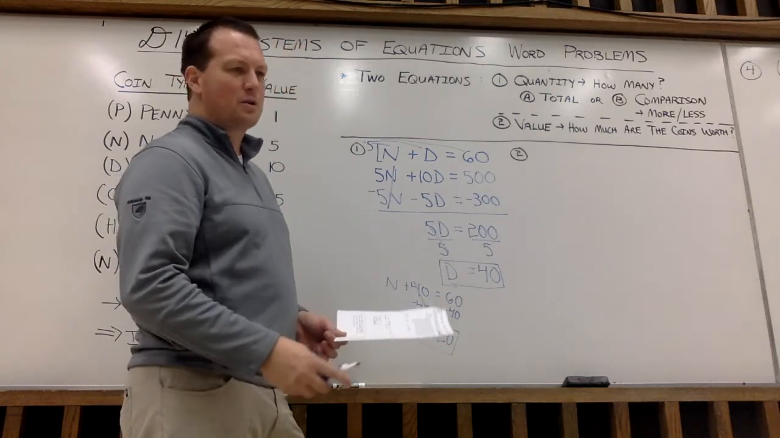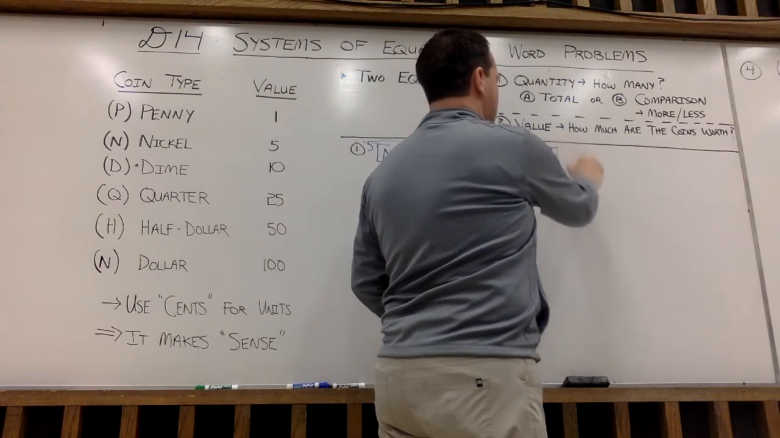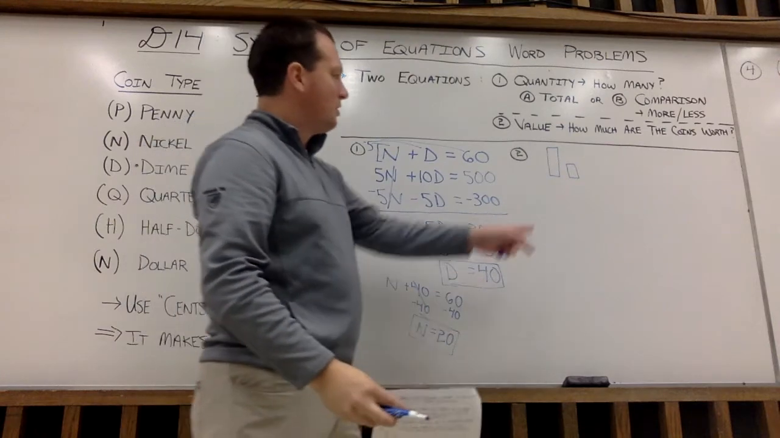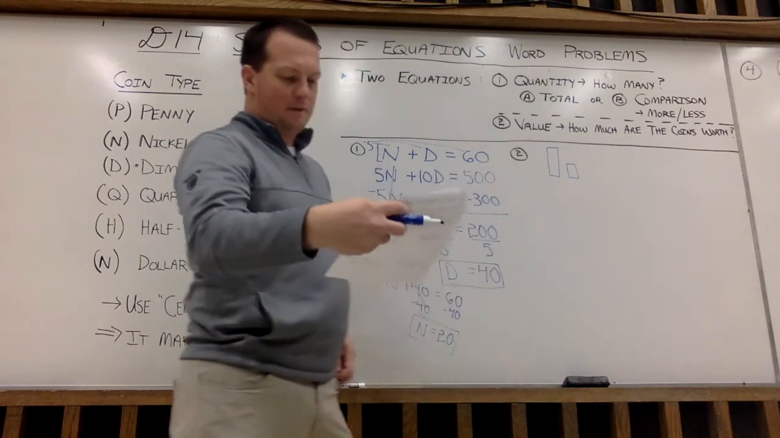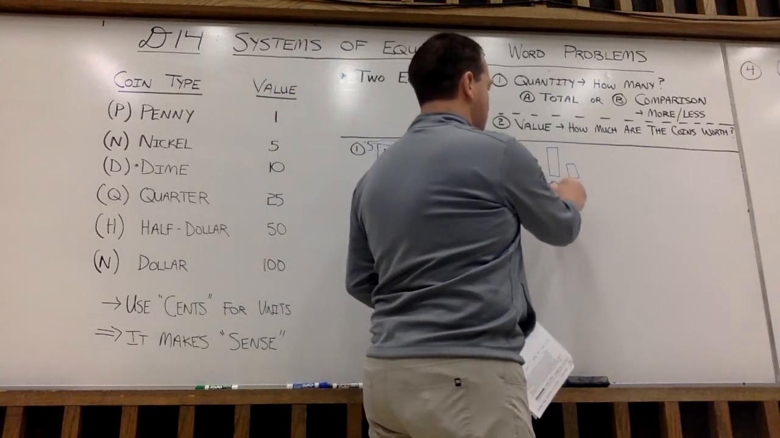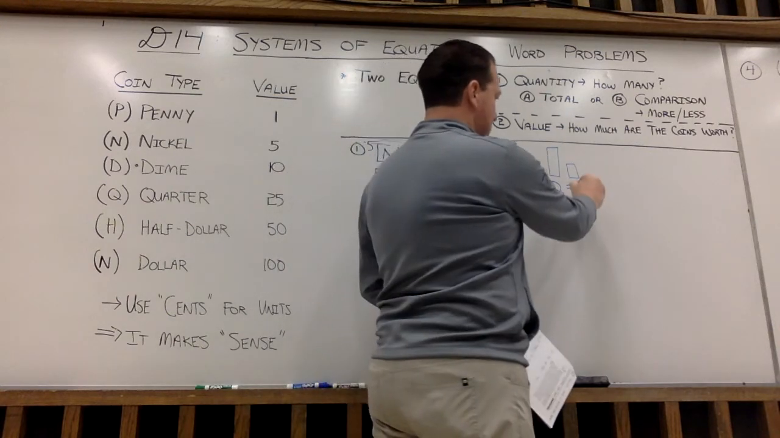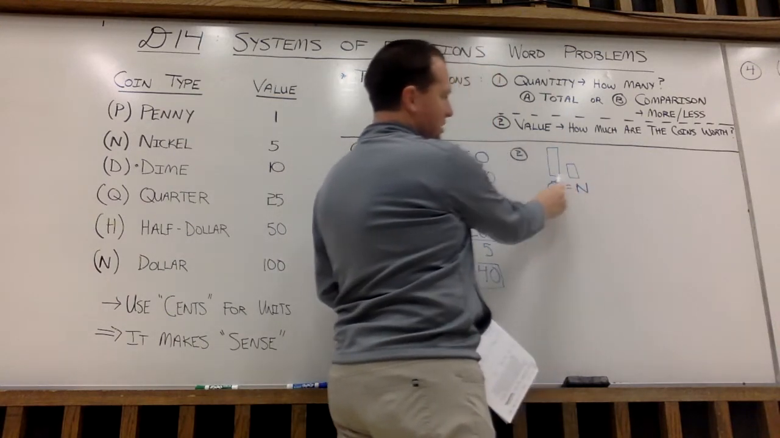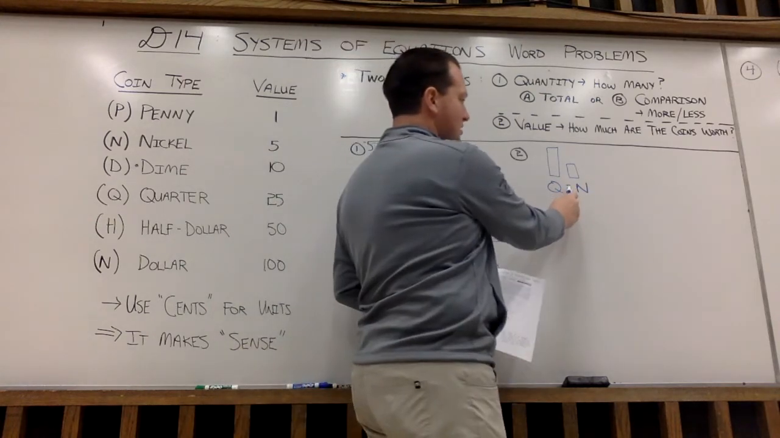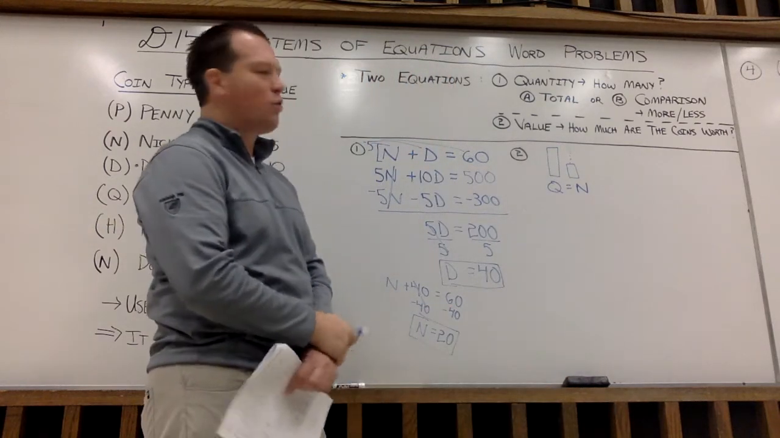So here's how a comparison works. I like to draw little comparison bars, I call them. So I want to know which coin do I have more of? Well, I'm told there are 30 more quarters than nickels. So if my nickels are less than the quarters, I want to know how could I get these two bars to be equal in height, have the same quantity?